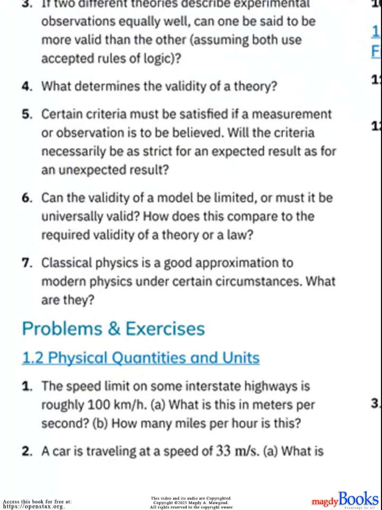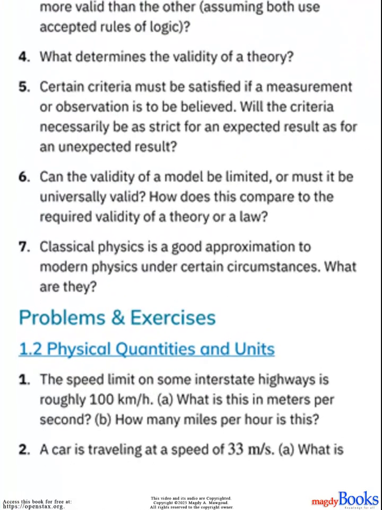Chapter 1 Problems and Exercises. 1.2 Physical Quantities and Units. 1. The speed limit on some interstate highways is roughly 100 km per hour. A. What is this in meters per second? B. How many miles per hour is this?